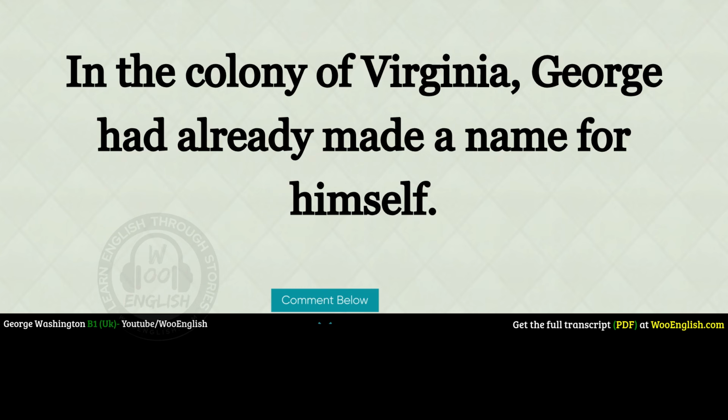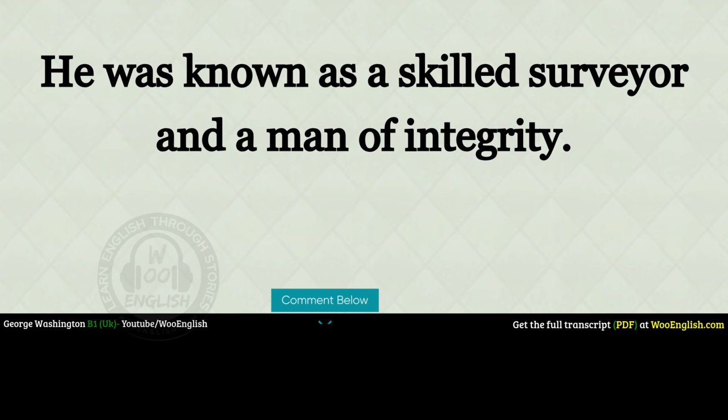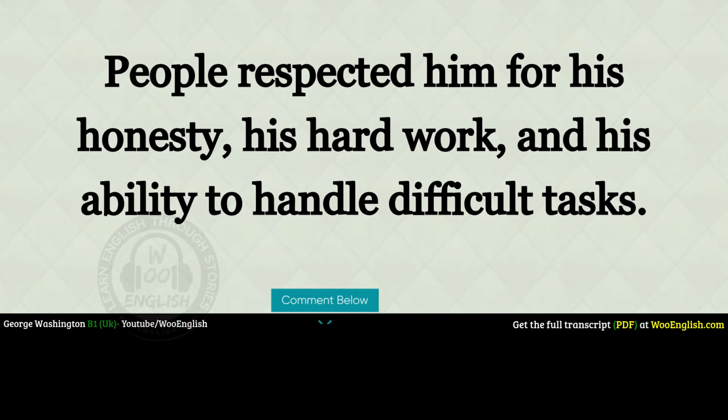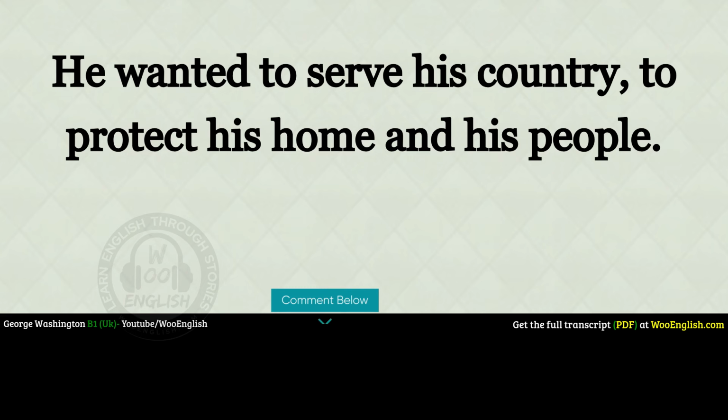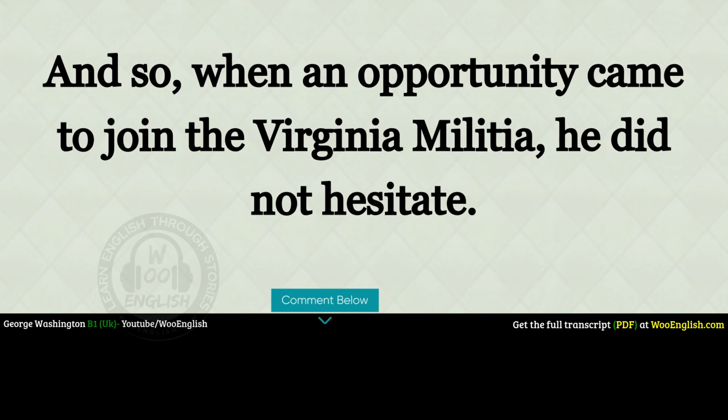In the colony of Virginia, George had already made a name for himself. He was known as a skilled surveyor and a man of integrity. People respected him for his honesty, his hard work, and his ability to handle difficult tasks. But George was not content to simply live a quiet life as a surveyor. He wanted to serve his country, to protect his home and his people. And so, when an opportunity came to join the Virginia militia, he did not hesitate.